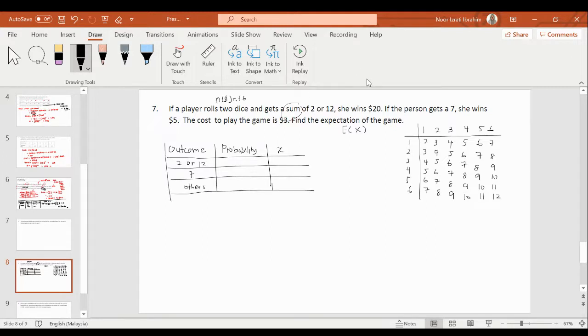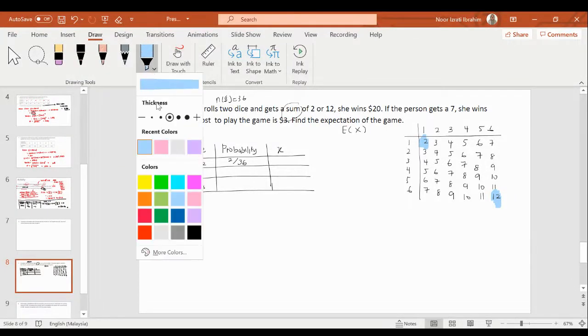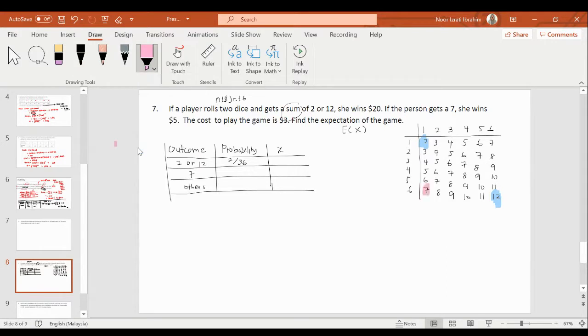Okay, what about the probability? For 2 or 12, there are two outcomes, so the probability will be 2 over 36. To get 7, there are 6 outcomes, so 6 over 36. And to get others, it is 1 minus 2 over 36 minus 6 over 36, which is the rest, 28 over 36.